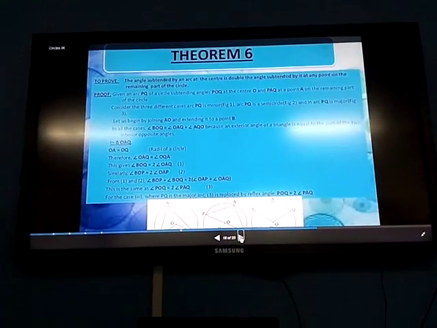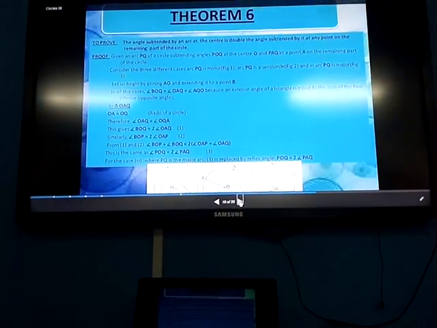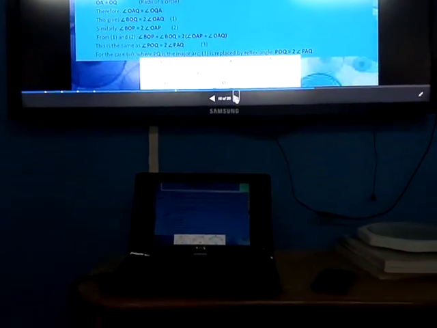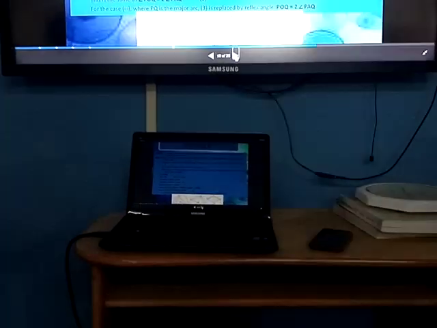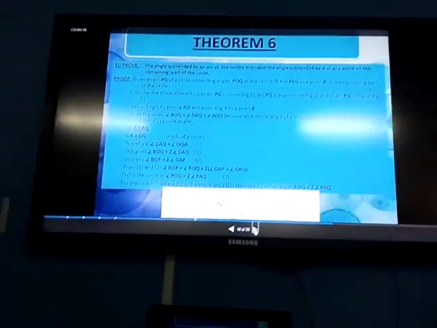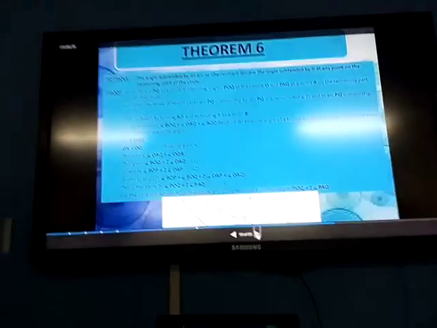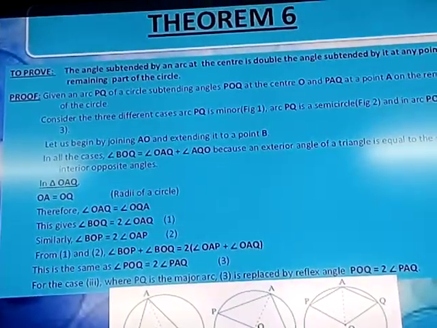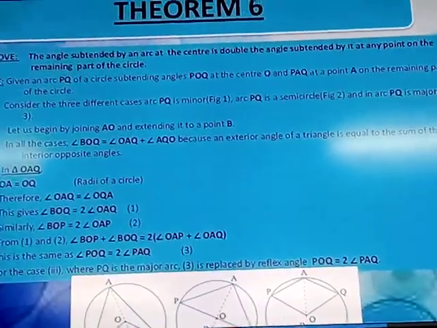Theorem 6. The angle subtended by an arc at the center is double the angle subtended by it at any point on the remaining part of the circle. The angle subtended by an arc at the center is double the angle subtended by it at any point on the circle.